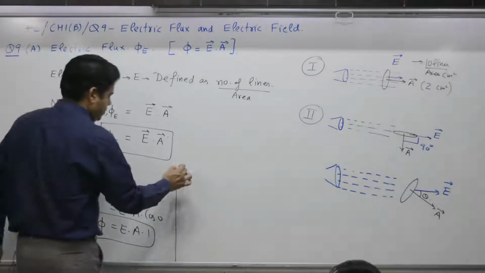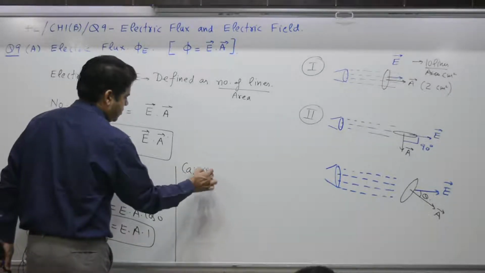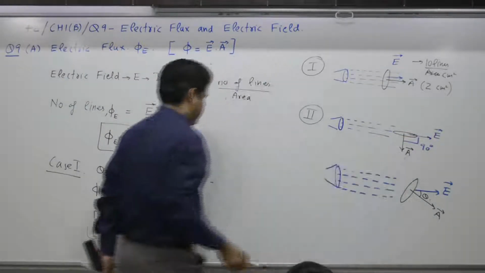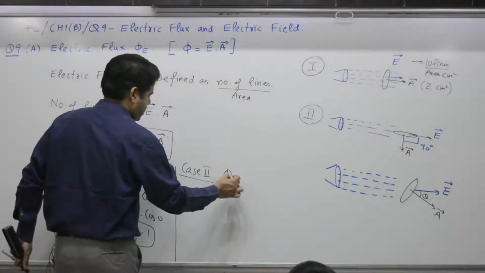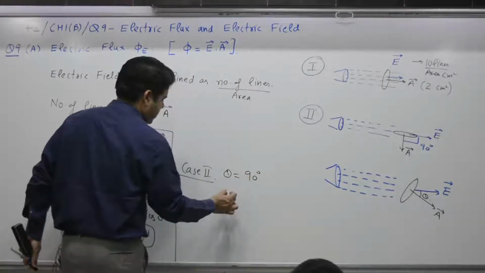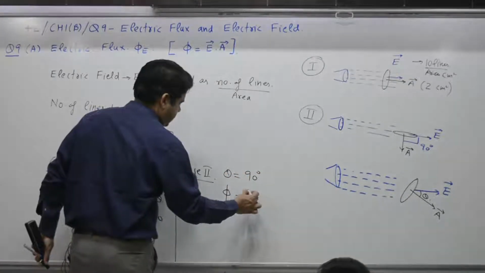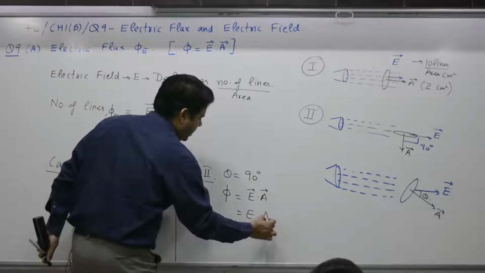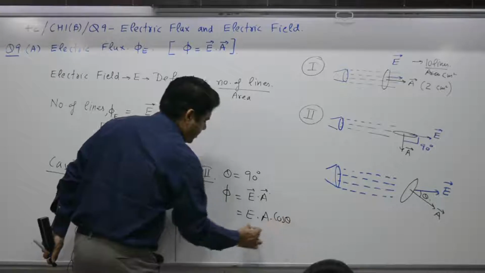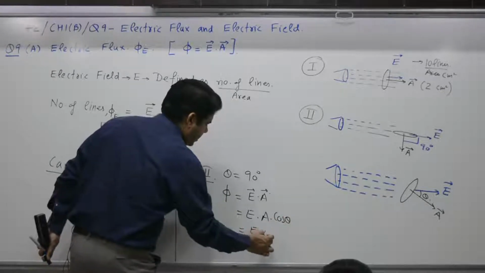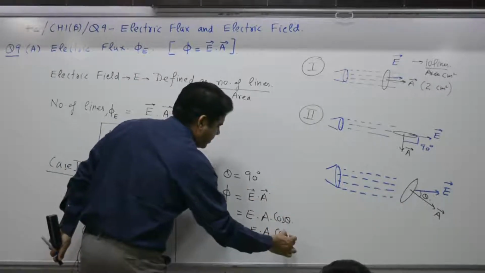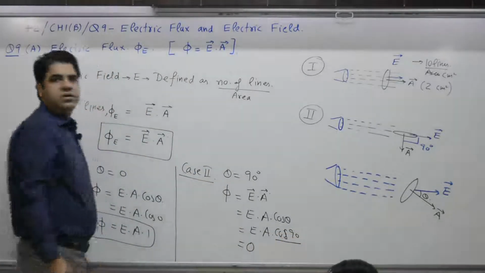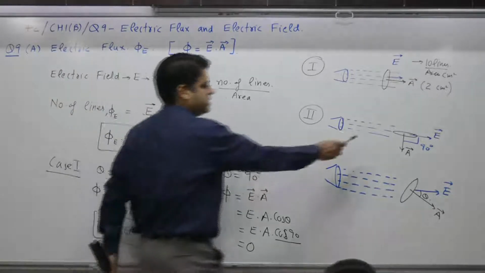Case number 2. This one. What is the angle between E and A? Theta is equal to 90 degrees. Electric flux is E dot A, which means E A cos theta. Theta is 90. Cos 90 is 0. In the second case, the flux is 0.